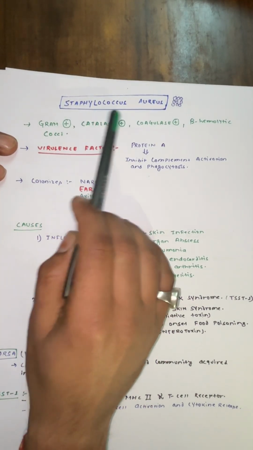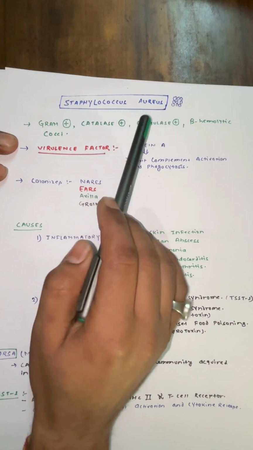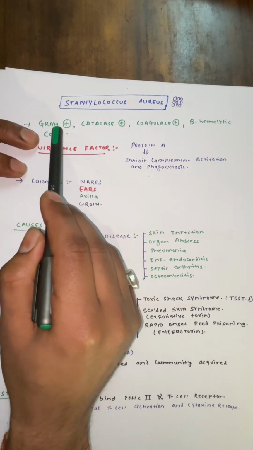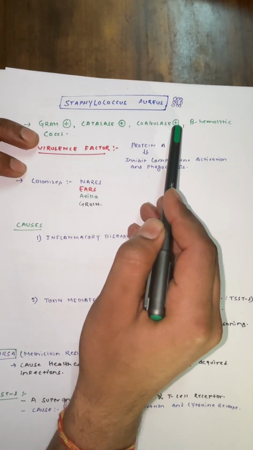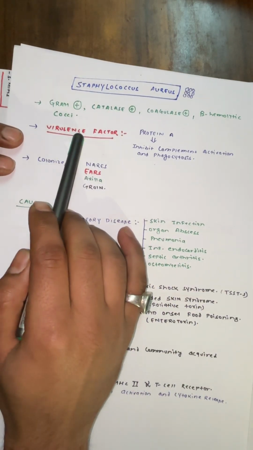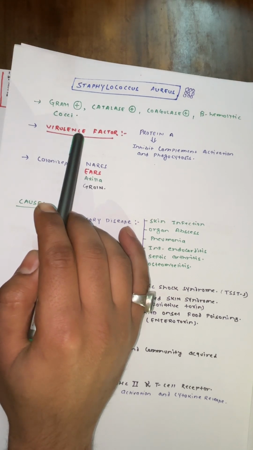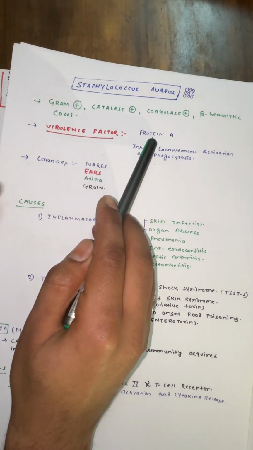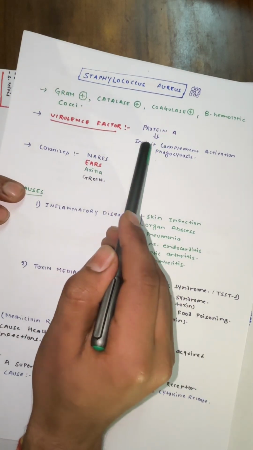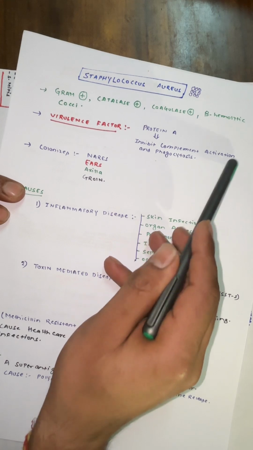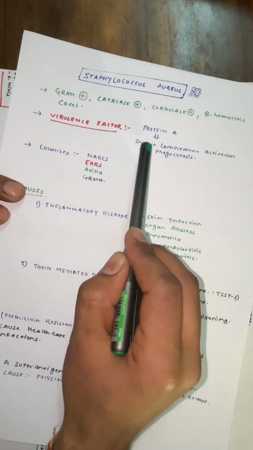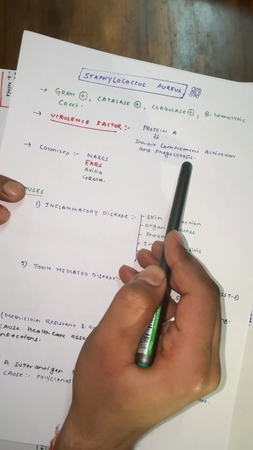Let's start with the most famous member of this group, Staphylococcus aureus. The lab characteristics of Staphylococcus aureus: it is gram positive, catalase positive, coagulase positive, and beta hemolytic. Sometimes MCQs ask what the virulence factor of Staphylococcus aureus is. Always remember protein A. Protein A inhibits complement activation. Whenever any bacteria enters our body, the complement system gets activated, but protein A inhibits the complement system and also inhibits phagocytosis.